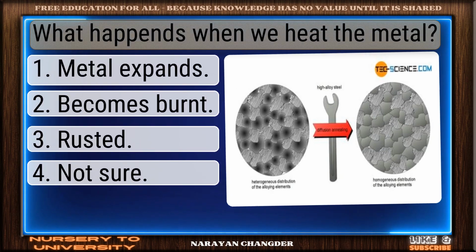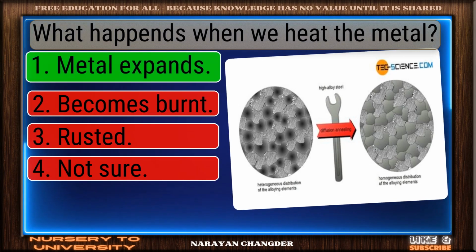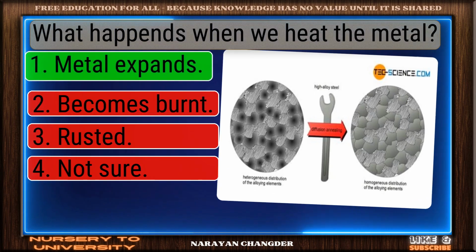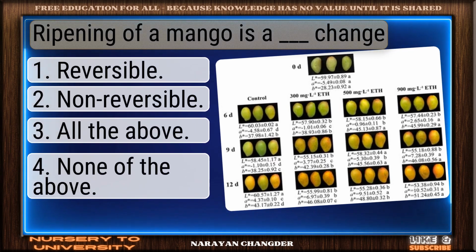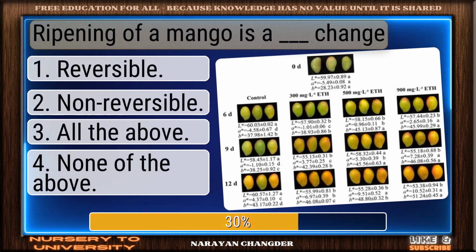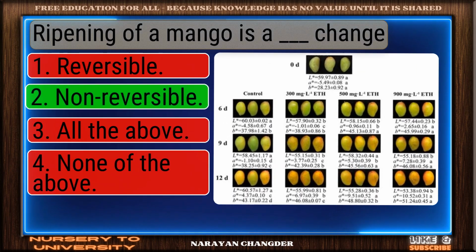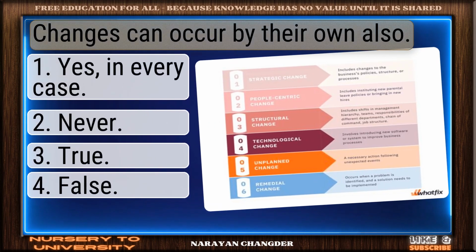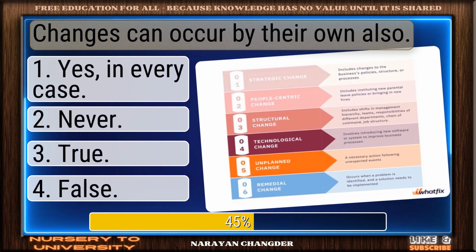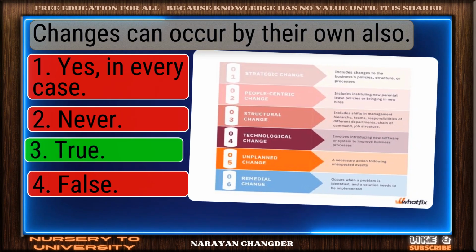What happens when we heat the metal? Correct response. Metal expands is the most accurate answer. Ripening of a mango is a dash change. Excellent choice. Non-reversible is the right answer. Changes can occur on their own also. Bravo. True is the answer.